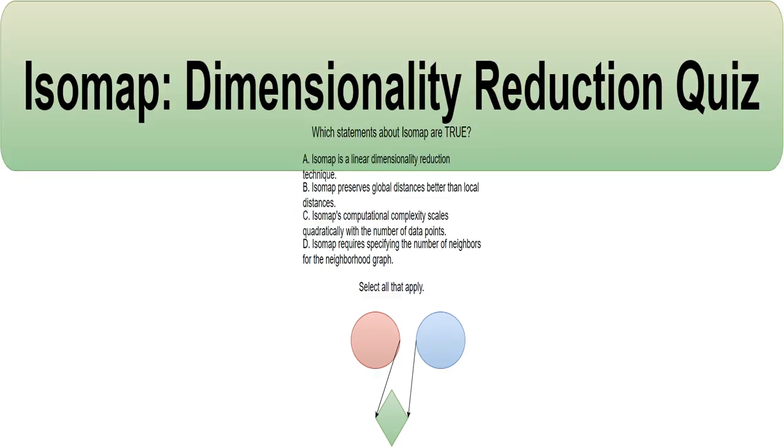Isomap is not linear. Isomap actually uses a nonlinear approach to reduce the dimensionality of data. It doesn't just use straight lines to project data onto a lower dimension, instead it uses complex, curved pathways. That makes it different from techniques like PCA, which are linear.